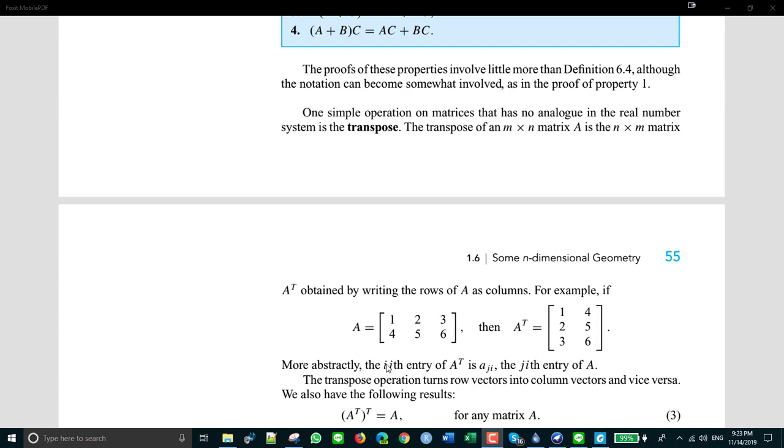Or we can say that the Aij entry here becomes the Aji entry here. So that's what they say here. Or they actually say just the opposite, but it's the same thing. And then, of course, if we flip it and then flip it again, then we just end up with what we started with. So that says that the transpose of the transpose is just A.